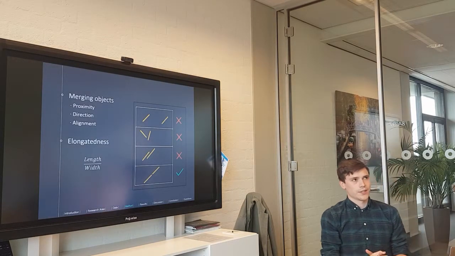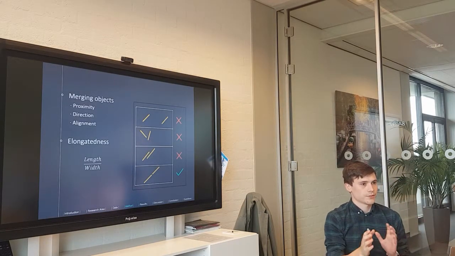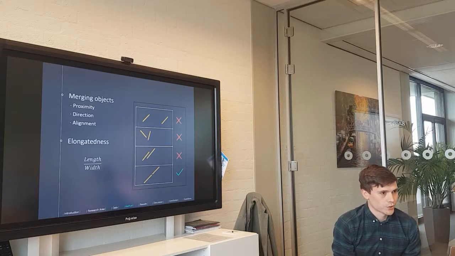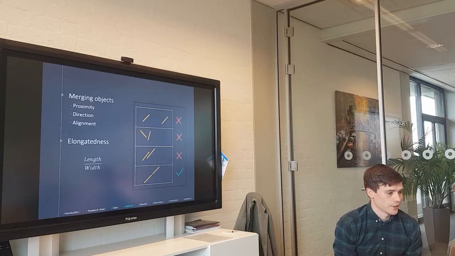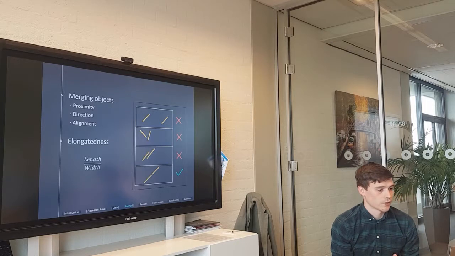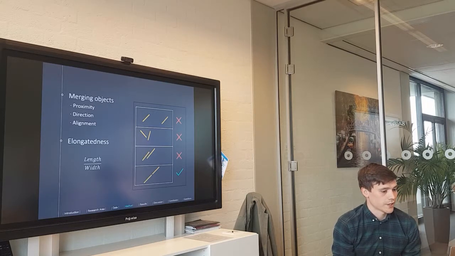And then because the resulting regions are still a bit fragmented, I also merge certain regions that are close to each other, facing the same direction and aligned. And after the merging, I compute the elongatedness by dividing the length by the width.